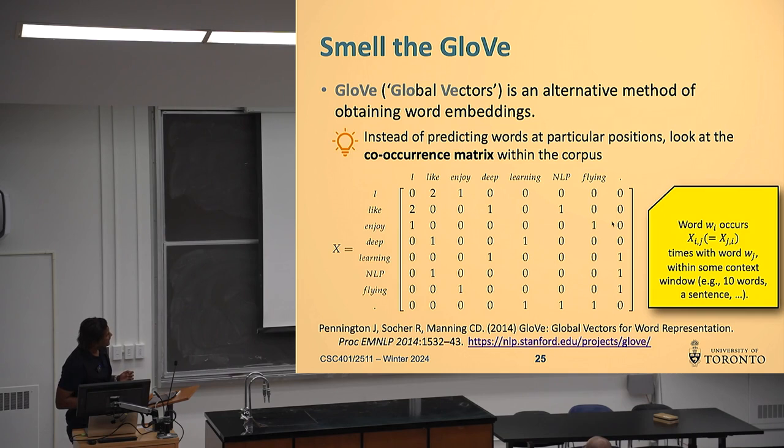For example, here, deep has co-occurred with the word learning one time in this sentence, "I like enjoy deep learning NLP," et cetera, right? So you do this for the entire corpus. And we'll see next how that helps us achieve our purpose of obtaining good word embeddings.